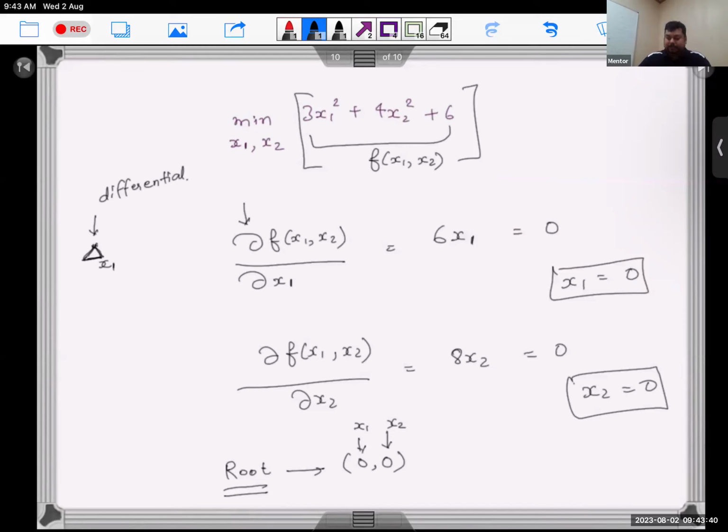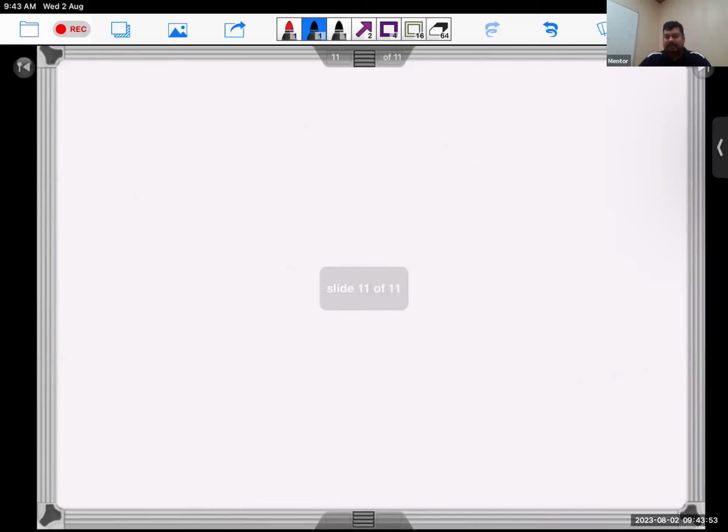Now, if I put a 1 by c outside, where c is the positive constant, do you think the root changes? Root never changes. Root doesn't change. Yeah, if it's a positive constant.